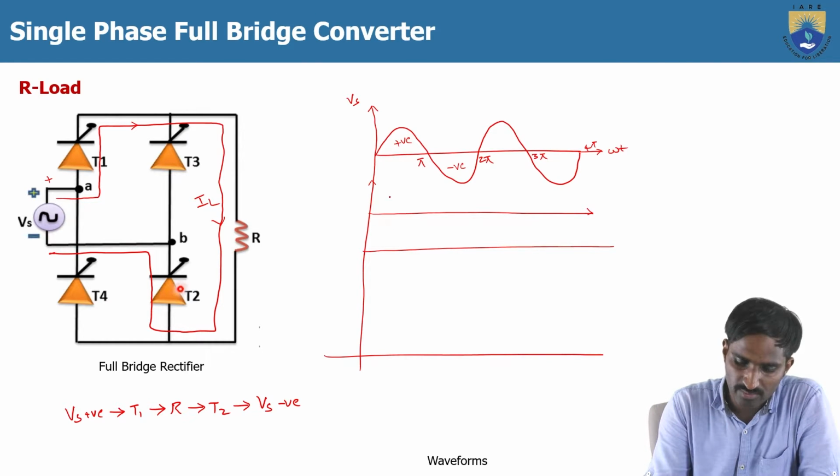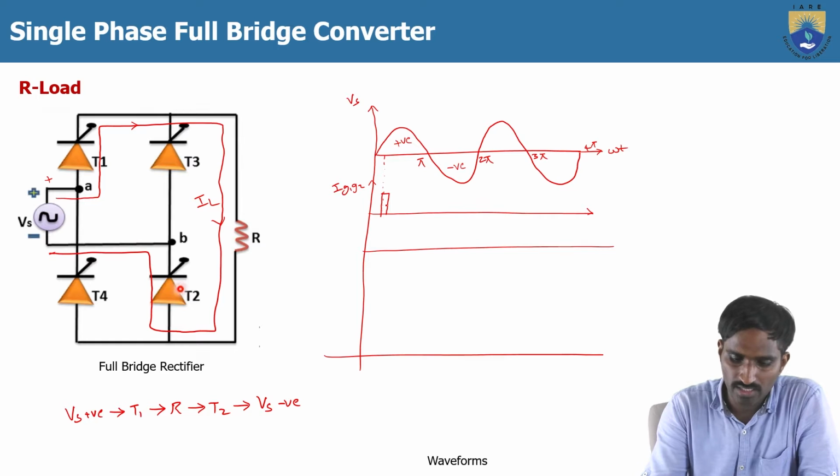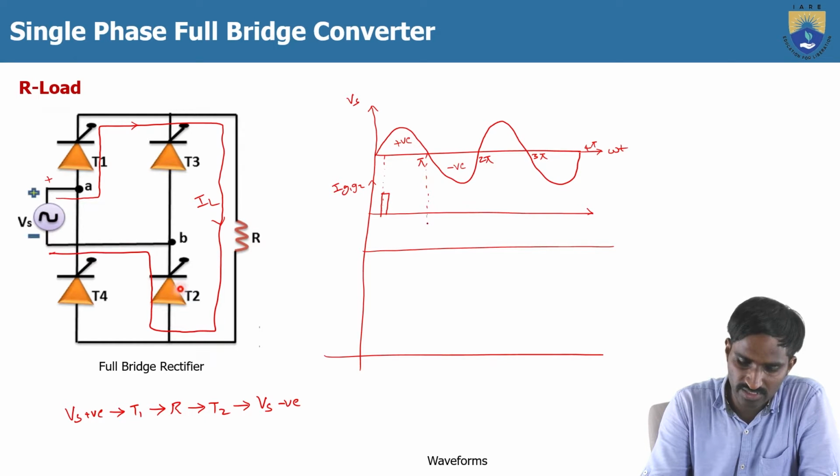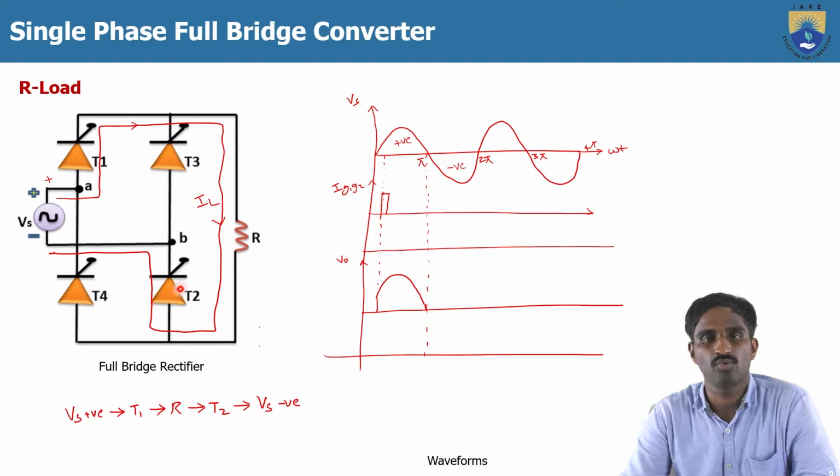Let me consider here I_G1 and I_G2. So I am giving the gate signal for the T1 and T2 at an angle of alpha. At an angle of alpha, the thyristors T1, T2 will get turned on. Then the load current will flow, which means, let me consider here, this is the output voltage. So at this particular point, it is turned on, and from here, like this, you will get the output voltage.